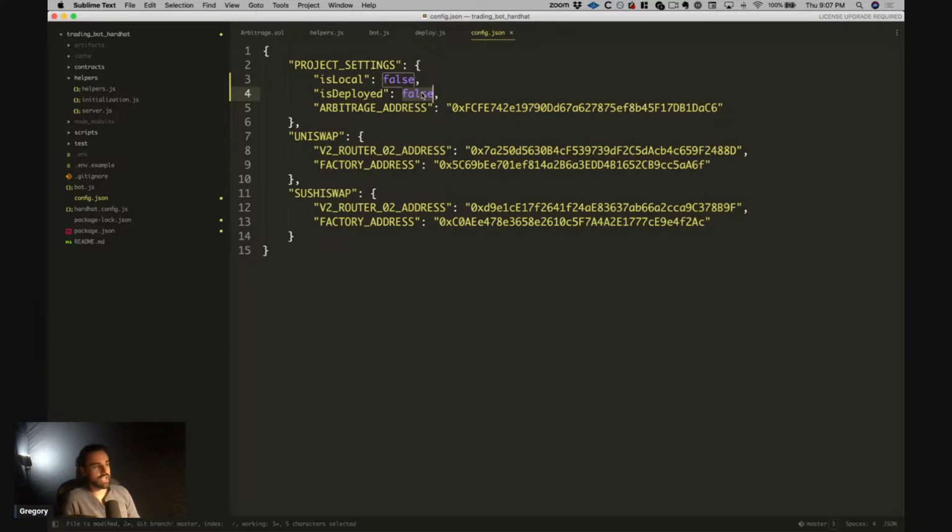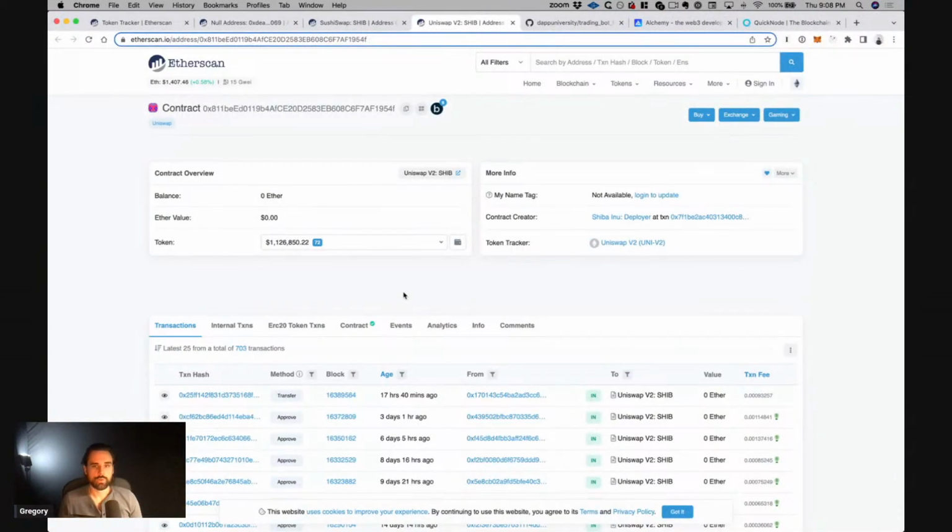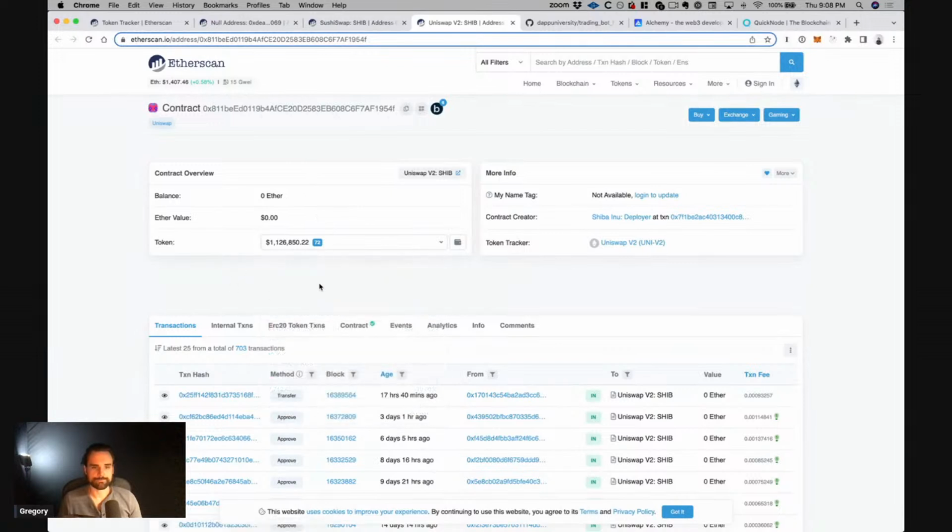Okay, so the other question is, how do you support different tokens? So you definitely want to change the token pairs. So you want to take the tokens first and foremost and change that in your .env settings. So ARB4, ARB against, these are two token addresses. You want to change these. And then you want to look up the liquidity pools for those different tokens, all right, on Uniswap and SushiSwap. You want to go find the different liquidity pools that have these two things on there.